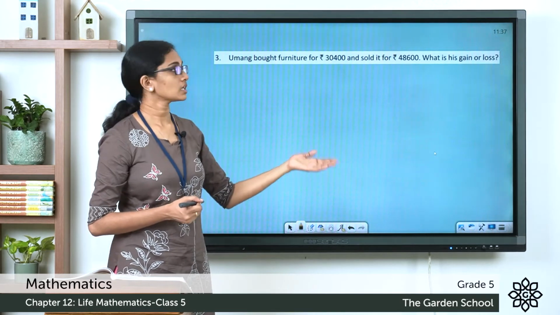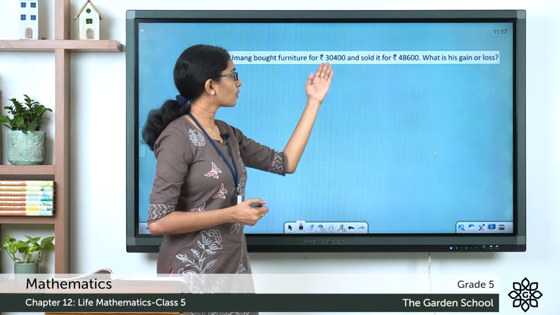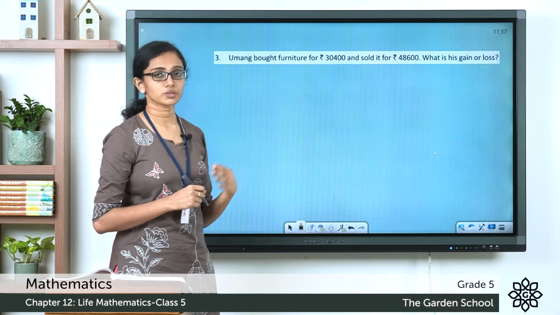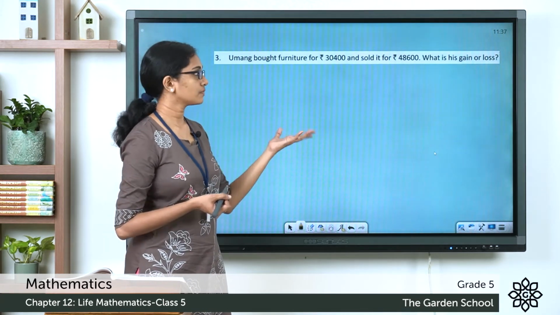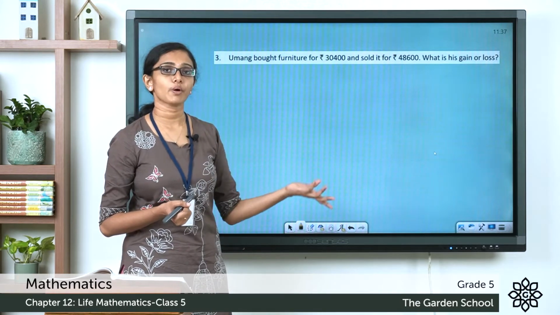Is it gain or loss? See, the selling price is more than the buying price or the cost price. So obviously it's a gain or profit. Now how do we find out the amount of profit or the amount of gain?